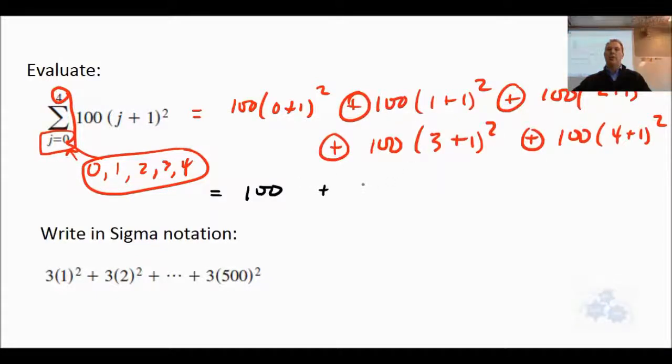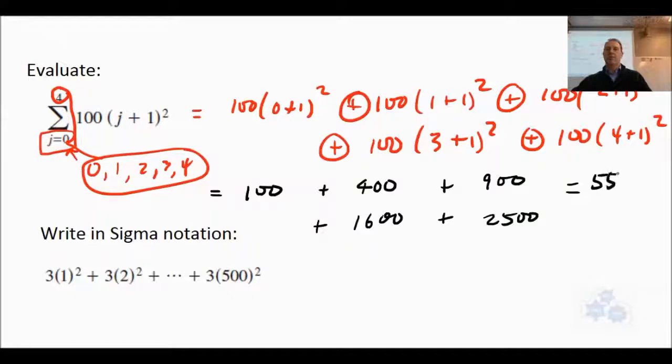Okay, so the second one is 100 times what? That's 2 squared, so that's 400. 2 plus 1 is 3 squared is 9, so that's 900. All right, 1600 and 2500. So the answer here for this one should be 5500. Now, if this was a function times the width, some graph, this would represent the area. So that's how you use summation.